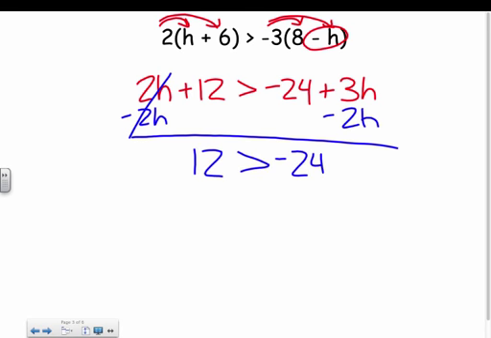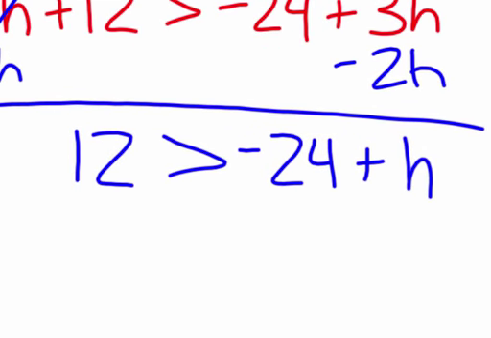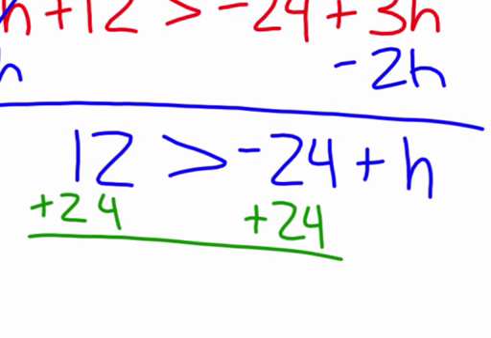Bring down my negative 24, and 3h minus 2h is really a positive 1h, but we never write that 1, because 1 times h is just h. So 3h minus 2h just leaves me with 1h. So I just leave that h there. And lastly, to get h by itself, I've got to get rid of that negative 24. Well, the inverse is to add 24. Whatever I do to one side, I do to the other.